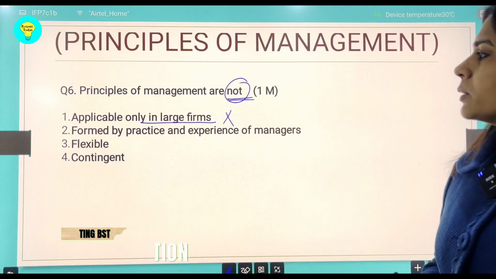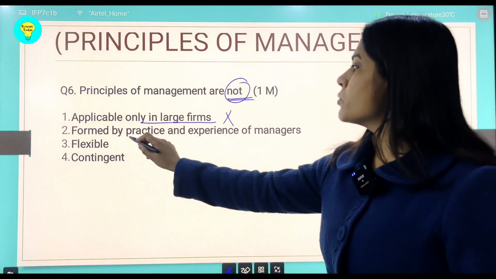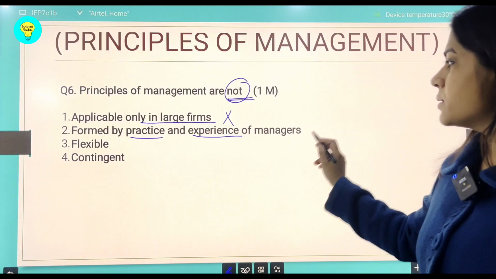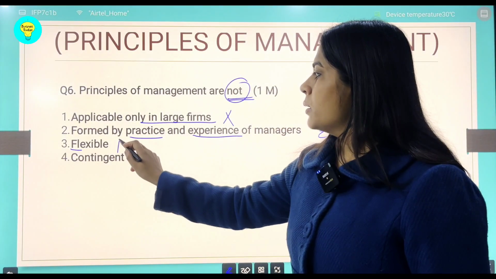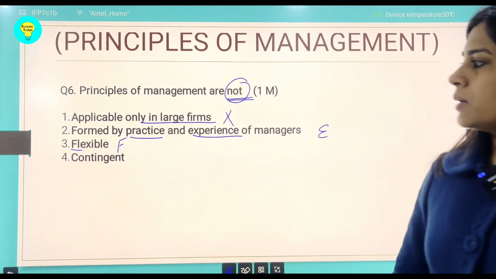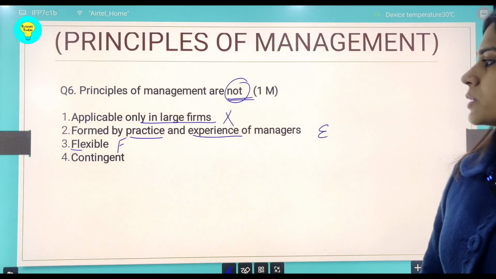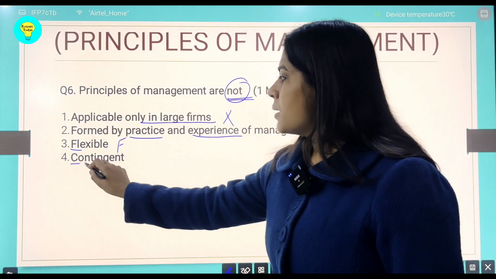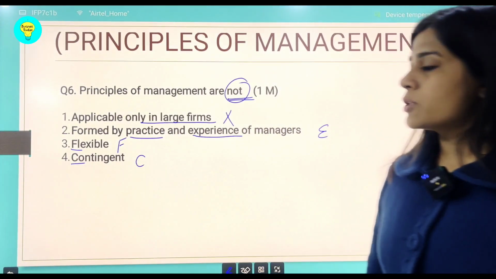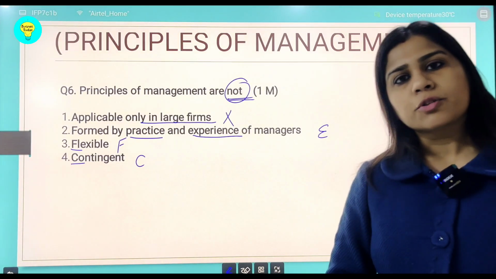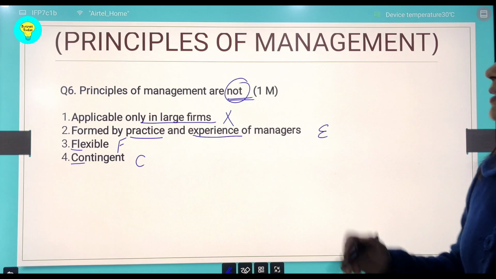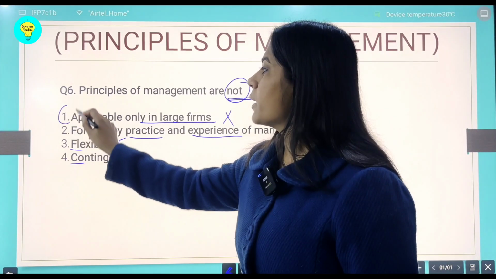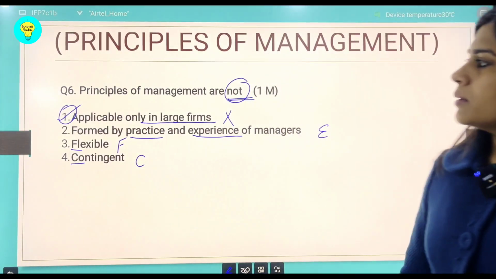However, let us read all the points. The next one says it is based on practice and experience of the managers. This is letter E. Then it also depends on flexibility as per a particular situation. So it is F. If we say the principles are contingent as well, because they depend on the prevailing situation at a given point of time. So all these characteristics have been covered except the very first one. So the correct option will be the first.